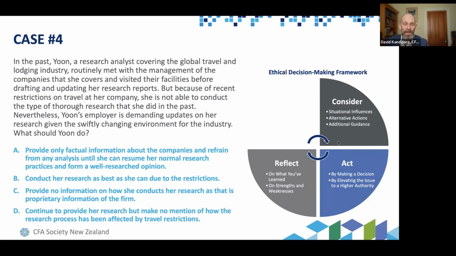So we've got A, provide only factual information about the companies and refrain from any analysis until she can resume her normal research practices and form a well-researched opinion. We've also got B, conduct her research as best as she can due to the restrictions. Also C, provide no information on how she conducts her research, as that is proprietary information of the firm. Or D, provide research, but make no mention of how the research process has been affected by the travel restrictions.